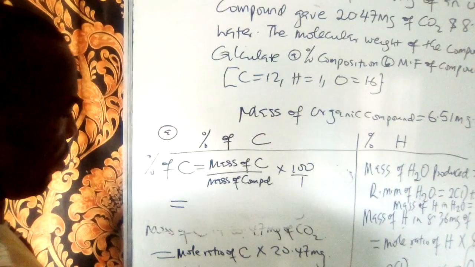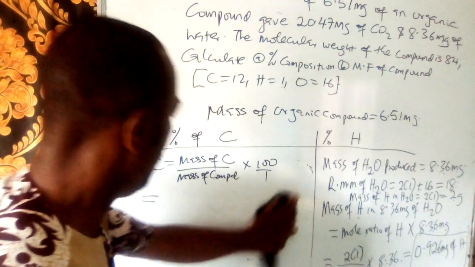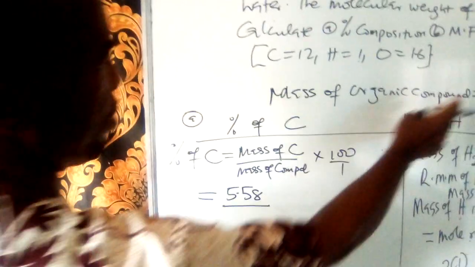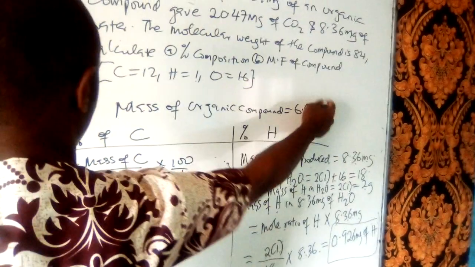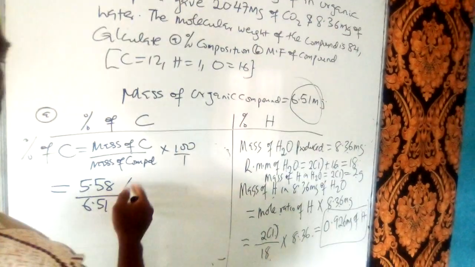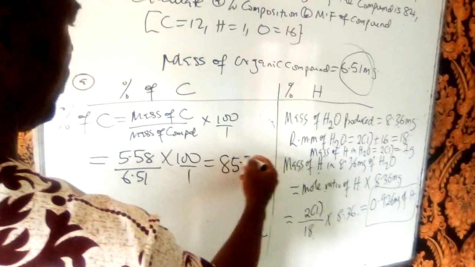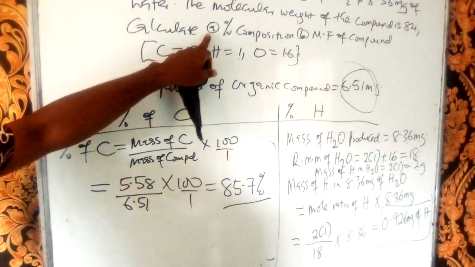Remember the mass of carbon we obtained is 5.58. Now I have 5.58 all over the mass of the compound, which is 6.51. The mass of compound 6.51 times 100 over 1. When we do this, we get 85.7%. And that's the percentage of carbon according to question 1.